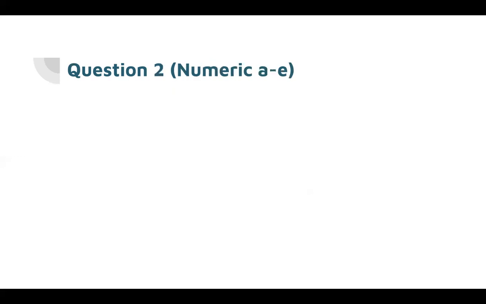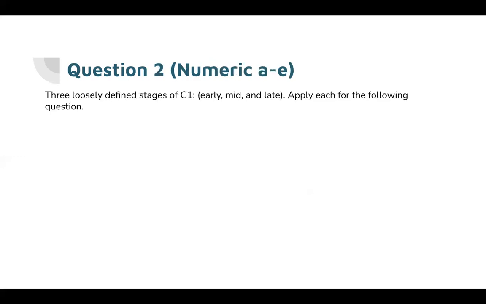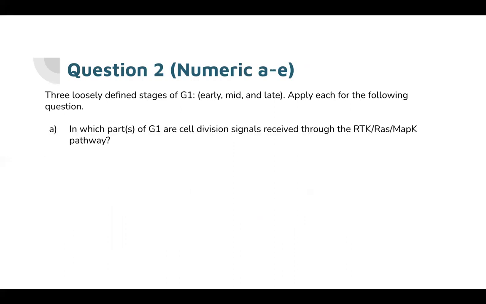All right. So like I said, 3 loosely defined stages apply to each of the questions, right? So in which part or parts of G1 is cell division signals received through the RTK RAS-MAPK pathway, right? So we would define this as early G1, right? That growth hormone signal is going to be perceived by this pathway, and that signal is going to result in us getting our first production of cyclins, right?